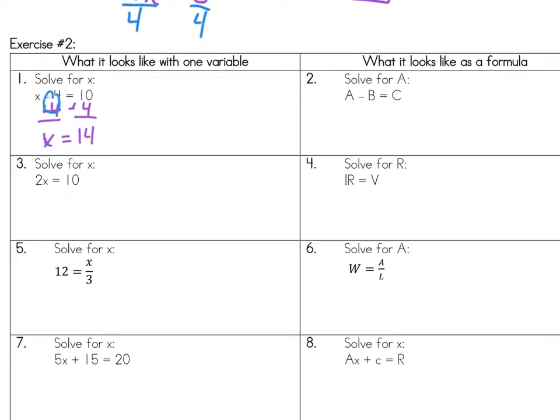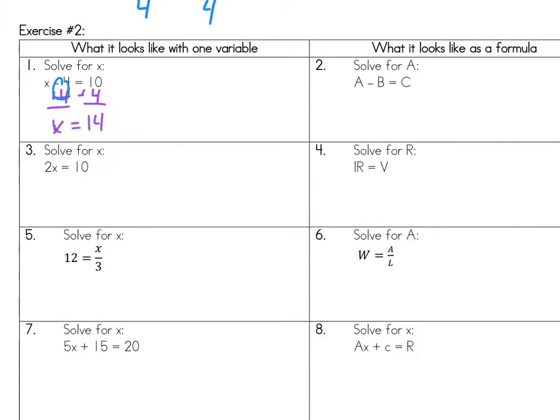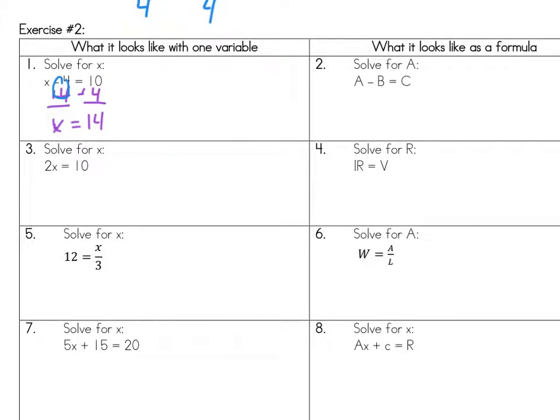Number 2 says solve for a. So some of you might like to just highlight the variable that we're dealing with. In this case, we want to get a alone. So that means move everything that is not an a to the other side of the equal sign. I'm going to say that again. Everything that is not a, we are going to move to the other side of the equal sign.